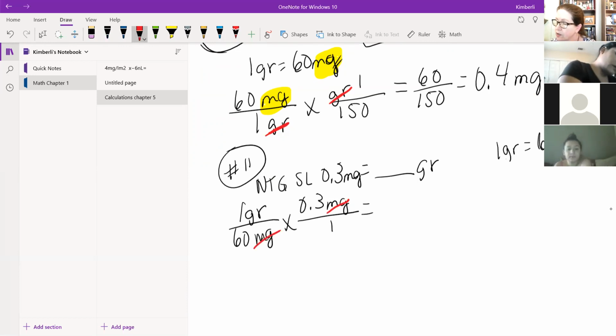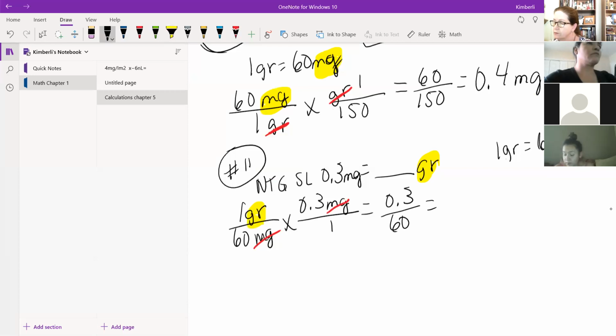So milligrams are going to cancel. I want to end up with grains. There we go. So 0.3 divided by 60. This is going to give you a weird decimal, isn't it?